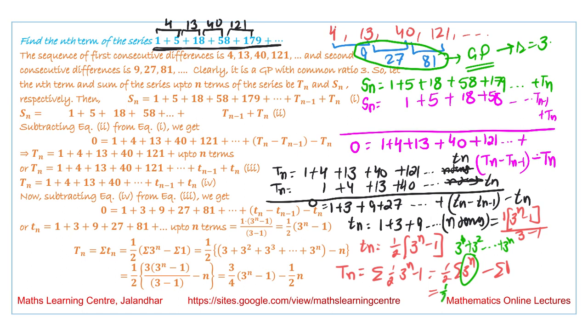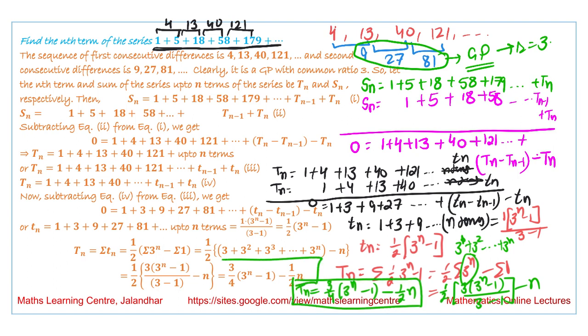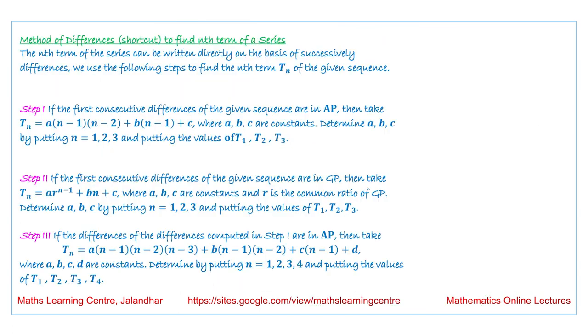So we write it as 1 by 2 into the first term, which is 3, into 3 raised to the power n minus 1 over 3 minus 1, minus n. So the answer we obtain in this case is 3 by 4 into 3 raised to the power n minus 1, minus 1 by 2 n. This is the value of Tn, that is the general term, that we have obtained.